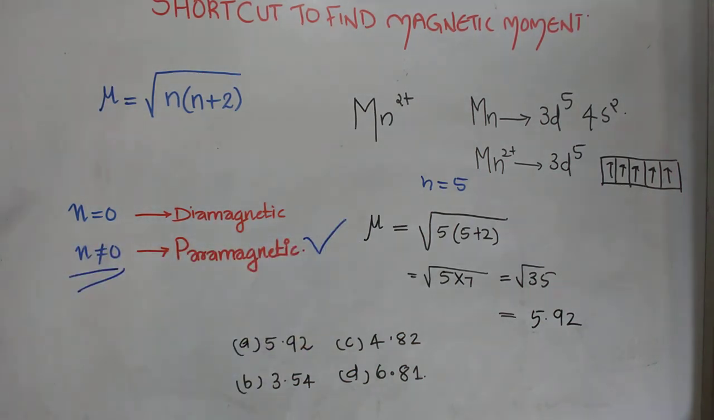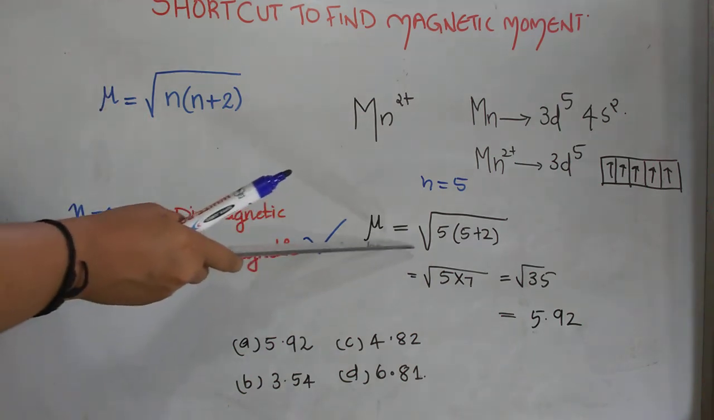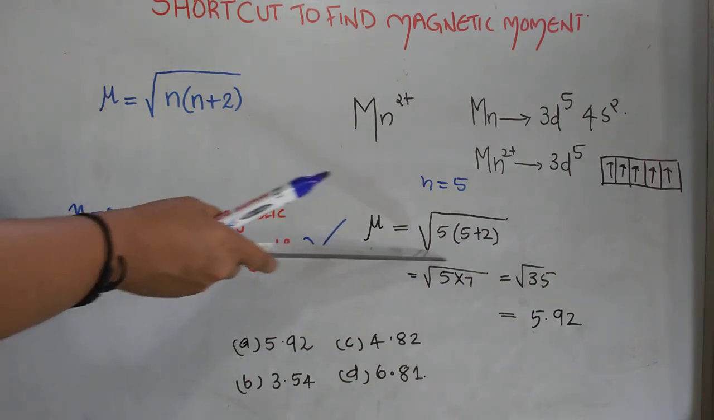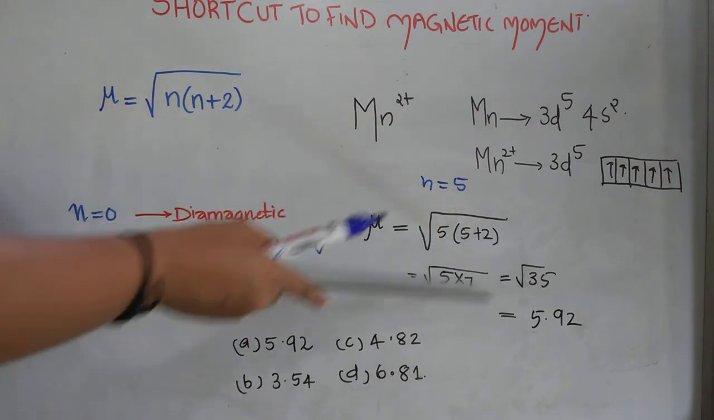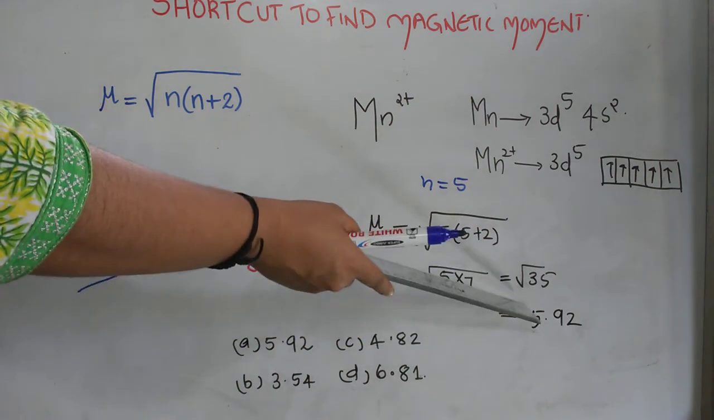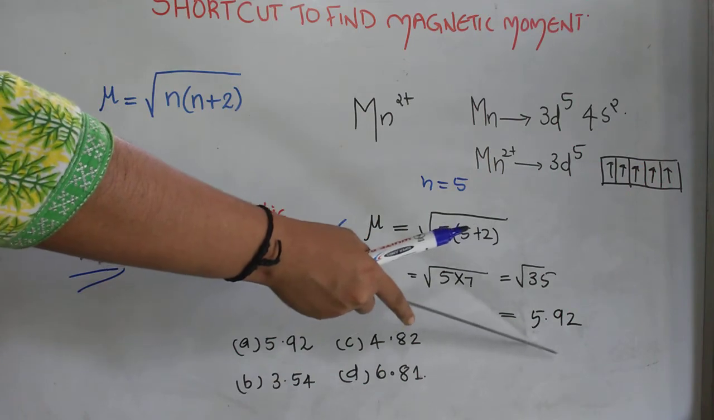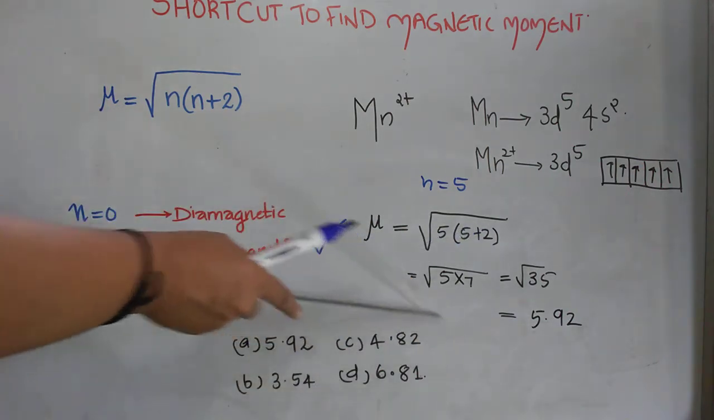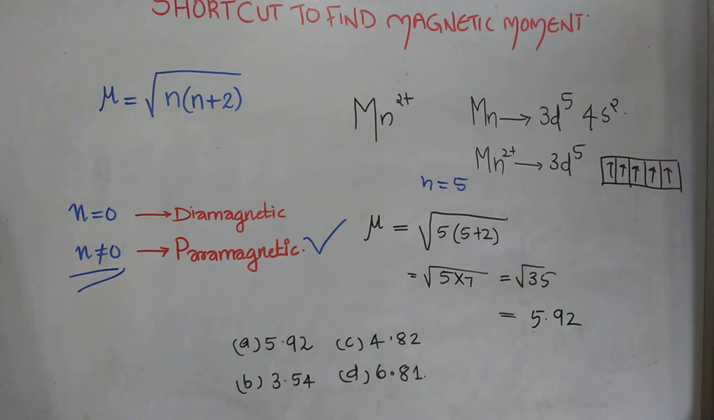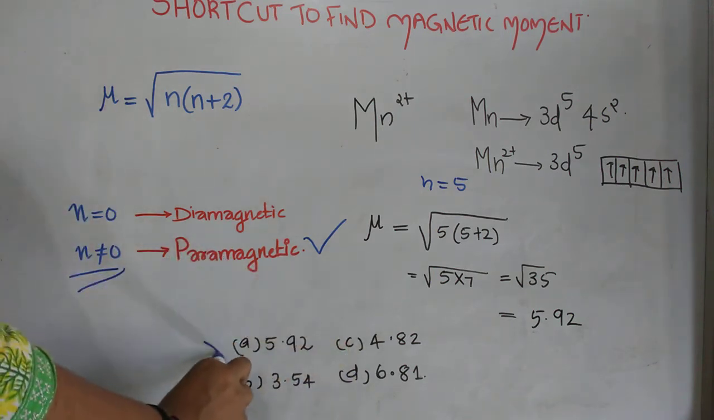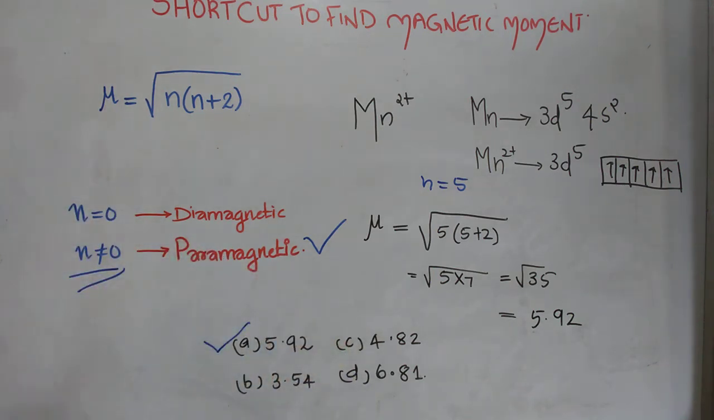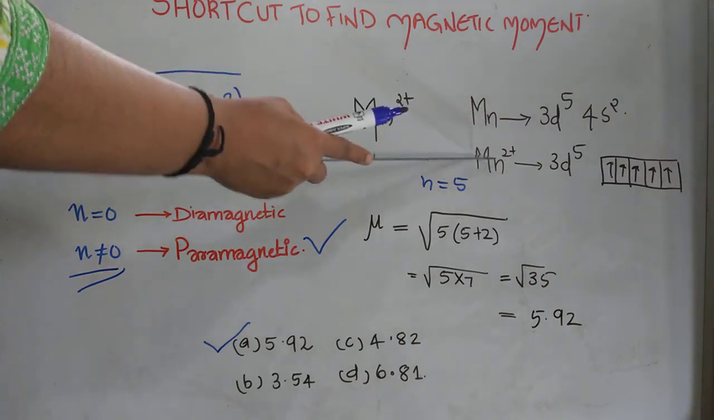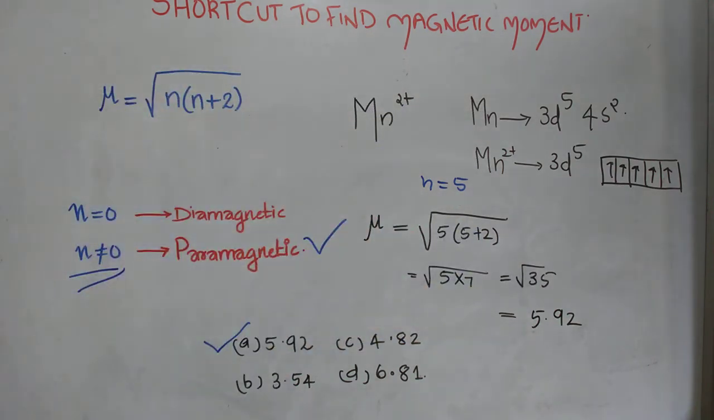In the next step we are going to substitute it in the equation, and we will get mu equal to root of 5 into 5 plus 2, root of 5 into 7 is equal to root 35, and then we write it as 5.92, and then we will be checking the options, and we will find that A is correct. So here we are actually doing 1, 2, 3, 4, 5 and 6 steps, but I can now reduce this into just 3 steps. That is the trick in this portion.